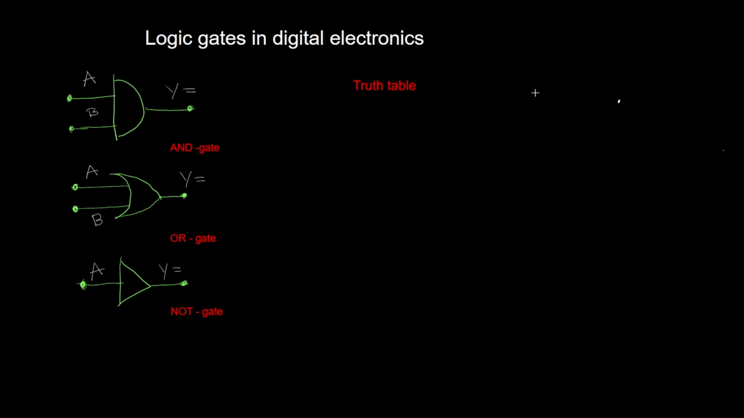Okay, so we can see three logic gates on the screen. These are the logic gates in digital electronics. The first one is called the AND gate, the second one is called the OR gate, and this one is called the NOT gate. So first, come to the AND gate.